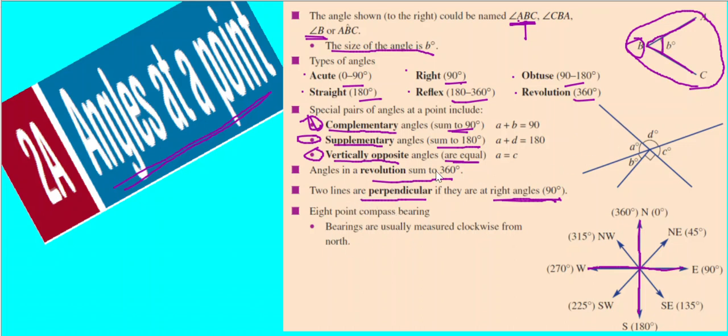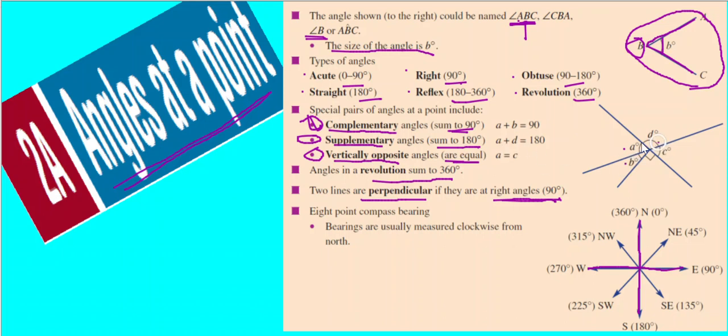So again, if you need to note any of that stuff down, you can. You've got a diagram over here that can show you the complementary, supplementary and vertically opposite angles. So for instance, angle A and angle B add up to 90 degrees, so they're complementary. Supplementary are A and D.